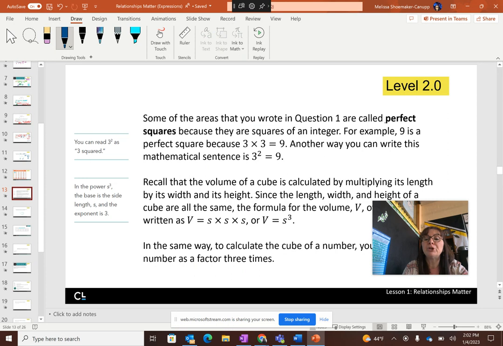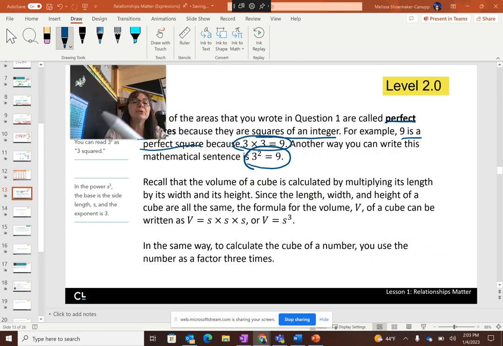Now, perfect squares, here's another vocabulary, because they are squares of an integer. For example, 9 is a perfect square because 3 times 3 is 9. So you're looking for the answer being a perfect square. Another way to write this mathematical sentence is 3 squared equals 9.